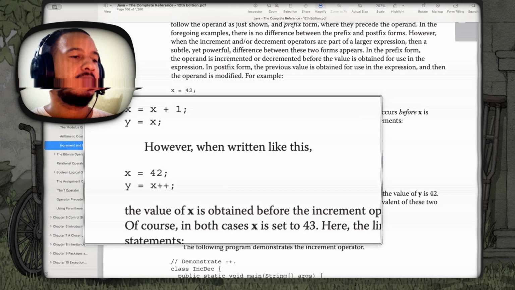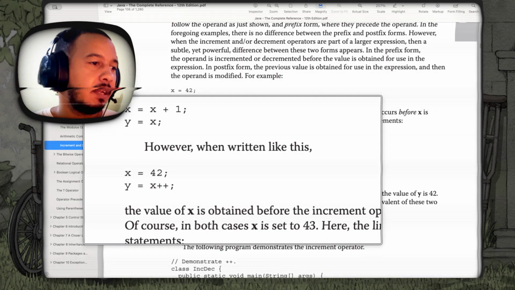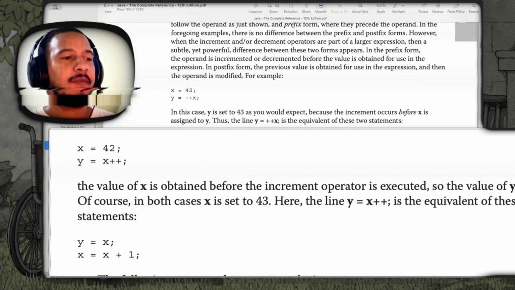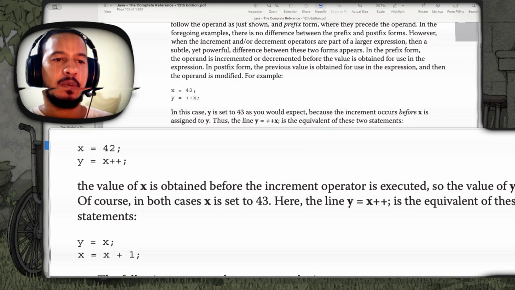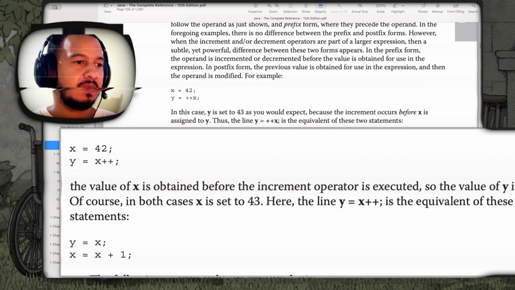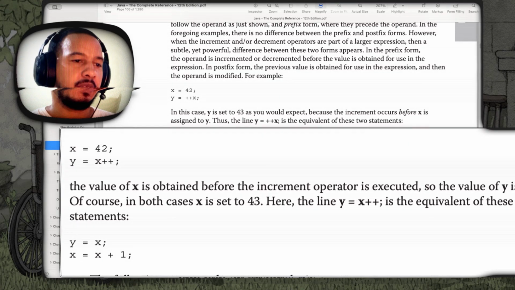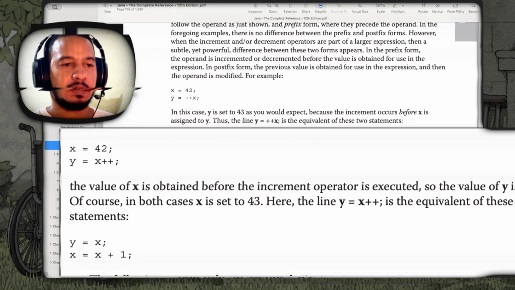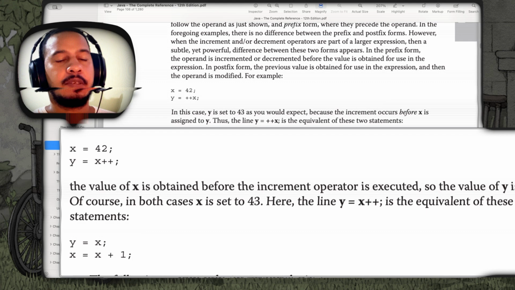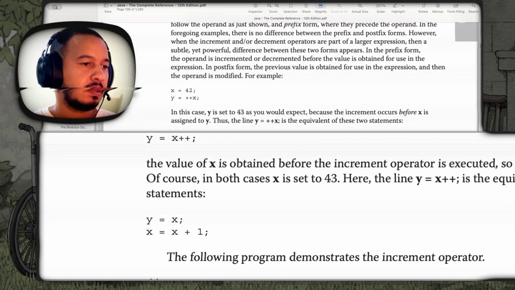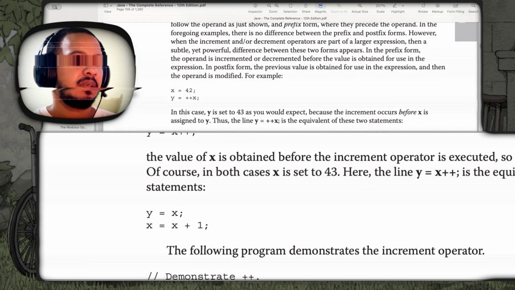However, when written like this, x equals 42, y equals x plus plus. The value of x is obtained before the increment operator is executed, so the value of y is 42, of course. In both cases, x is set to 43. The line y equals x plus plus is equivalent to these two statements: y equals x, x equals x plus 1.